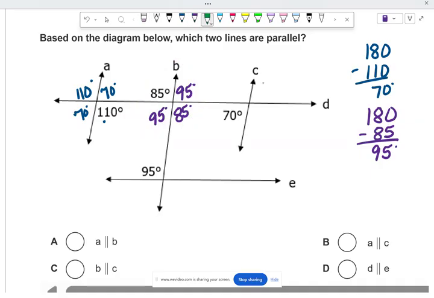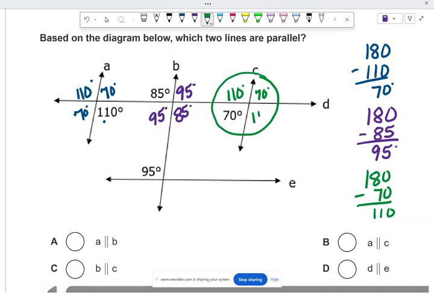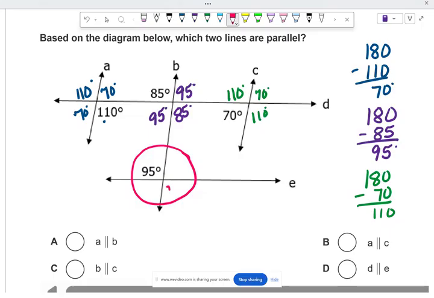All right, next we have the cluster with the 70. We know vertical angles are congruent, so we can fill in our 70. 180 minus 70 would be 110. So the other two angle measures in that little group measure 110. And last, we can fill in by the 95. We know that the vertical angle would be 95 degrees. And if we subtract 180 minus 95, we get 85 degrees.